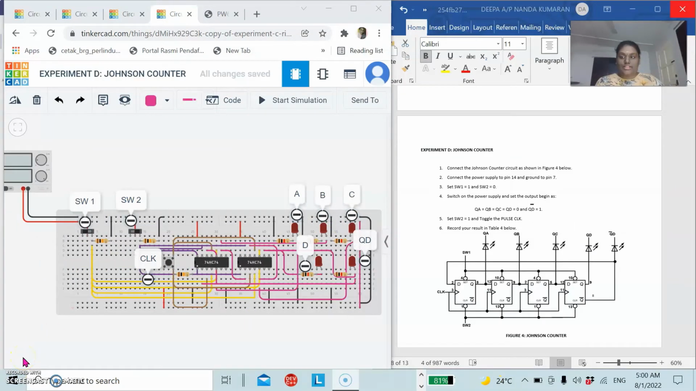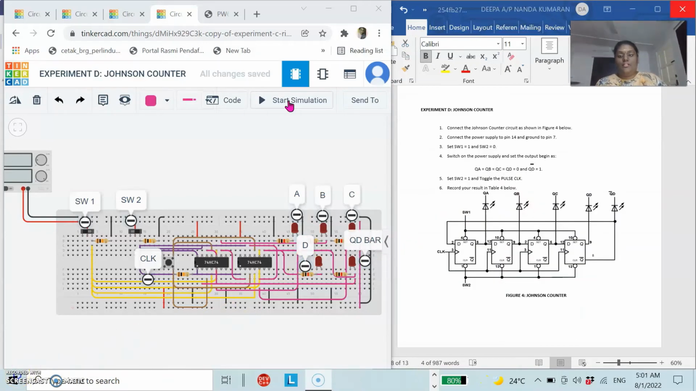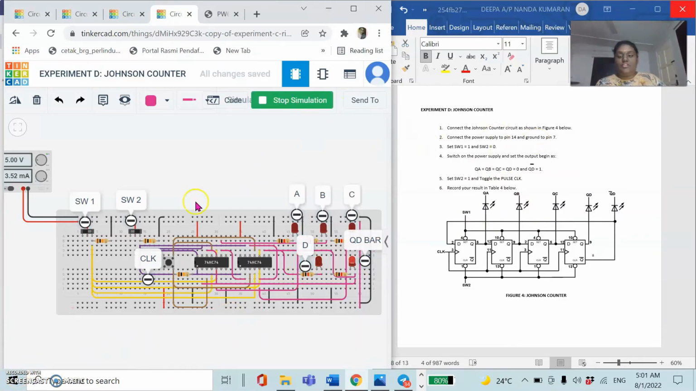Okay, we are here at the last part, which is experiment D, Johnson counter. In this circuit I was using 2 switches, switch 1 and switch 2, and also 1 clock, 2 IC gates, and 5 LEDs, where the additional LED is for QD bar. Start simulation. First switch 1 is on, switch 2 is 0. Then QD bar is on and the others all 0.